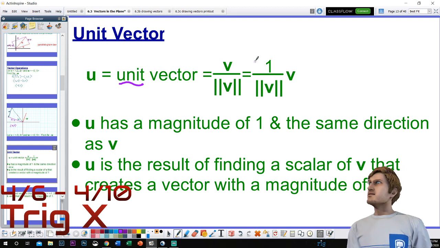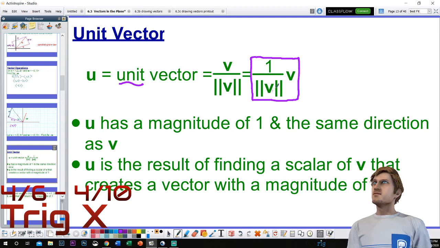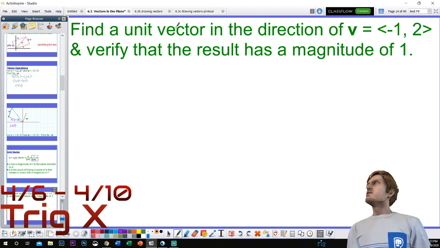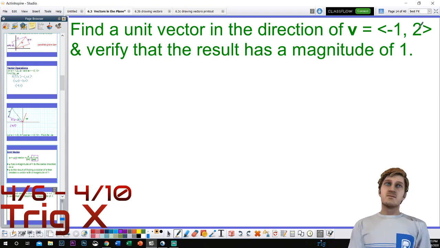In order to find the unit vector, I like this formula right here. Now it's not going to make much sense to you yet, but you're going to take 1 divided by the magnitude, and then you're going to multiply by the original vector that you started with. U again is the unit vector. That's why we started with a U. So in this case, we're going to find a unit vector with a direction of -1, 2. Then we're going to prove that it really is a unit vector and find its magnitude, and if we did it correctly, the magnitude should be 1.